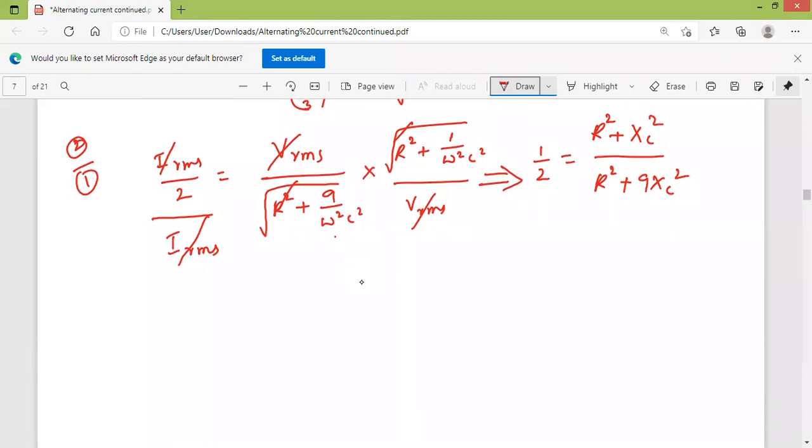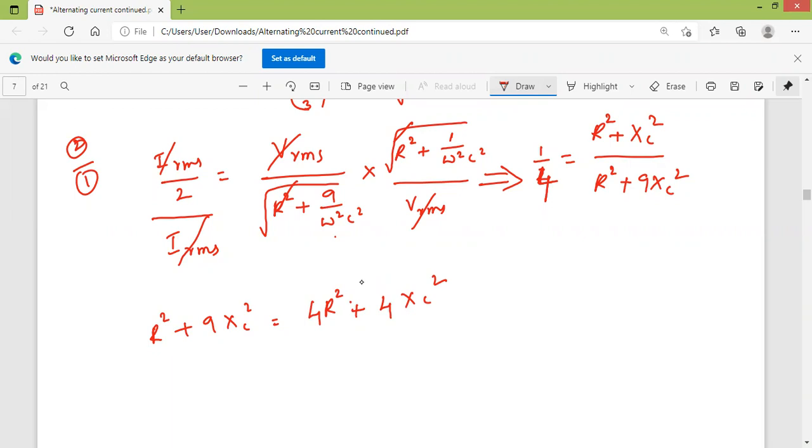We cross multiply, and we get R square plus XC square is equal to 2 R square plus... sorry, the square root together will become 4. After removing the square root, it becomes 4. This is 4R square plus 4XC square. You have to remove the square root by squaring on both sides.